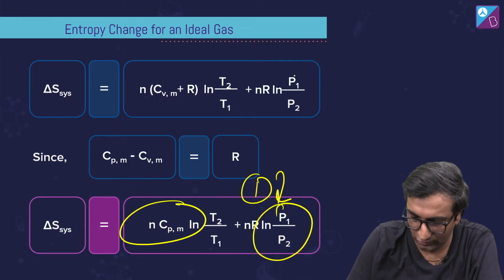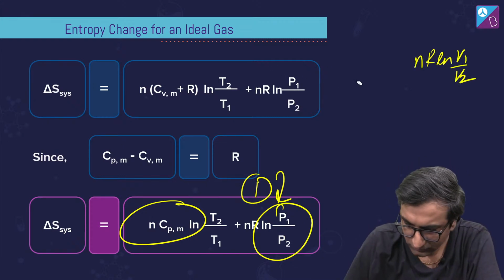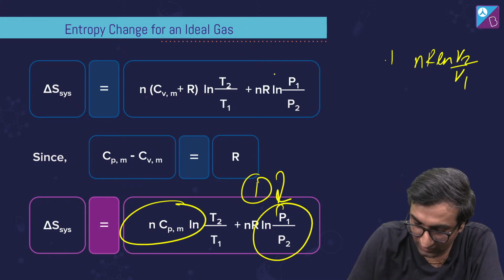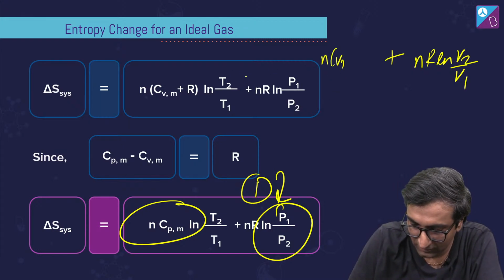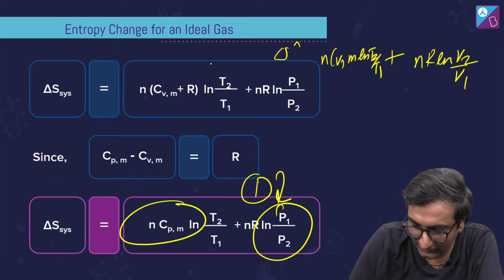If I talk about volume, which is nR ln V1 by V2, in fact it is V2 by V1, then मेरा था यहाँ पे Cv by. This is an easy way to remember it. ठीक है, तो इसीलिए चीजें अगर inside out करोगे तो मजा आएगा, which is this right here.